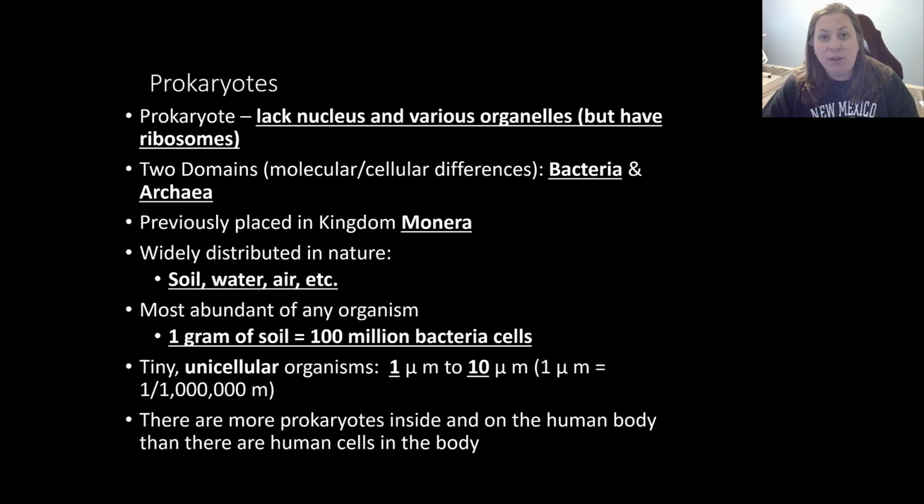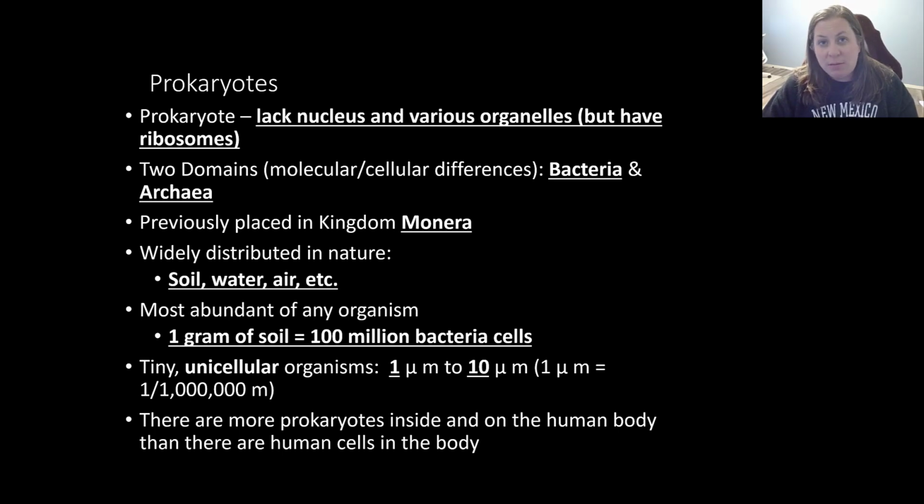All right, so let's review prokaryotes a little bit. Let's talk about some of the details about them. So prokaryotes, remember, do not have a nucleus and they do not have organelles, okay? The only thing that they do have are ribosomes. There are 2 domains, bacteria and archaea, and they are different because of molecular differences based on their DNA and all, and also some cellular differences, specifically their cell walls. So their cell walls are different.